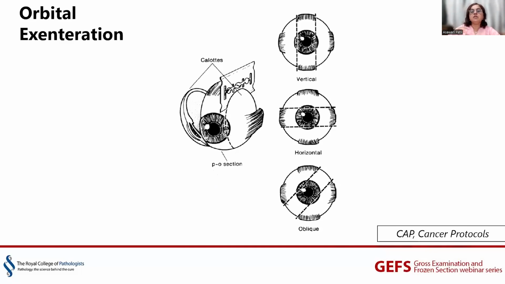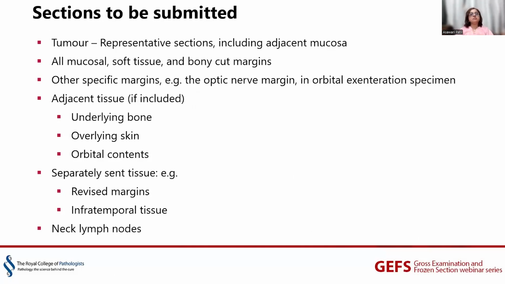In addition, the portion of the eyeball closest to the tumor, if it is close to the tumor, we have to submit with the tumor. And all these relevant sections, like tumor with eyeball if it is involving the eyeball; otherwise, if the eyeball is free, then you can submit the eyeball sections and optic nerve sections, which have to be sampled and submitted for further processing. So what are the sections to be submitted? Just to summarize: tumor, all cut margins, other specific cut margins like the optic nerve cut margin, adjacent tissue, separately sent tissue, and nodes.